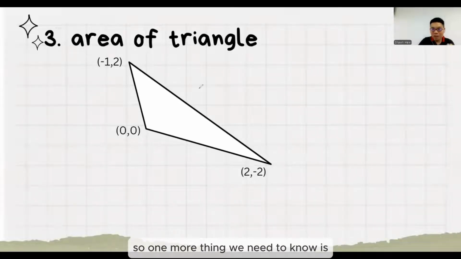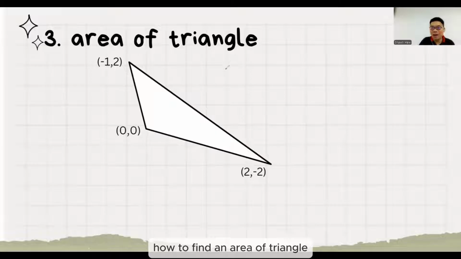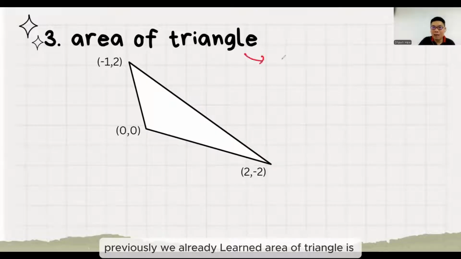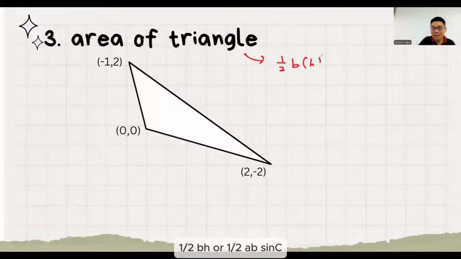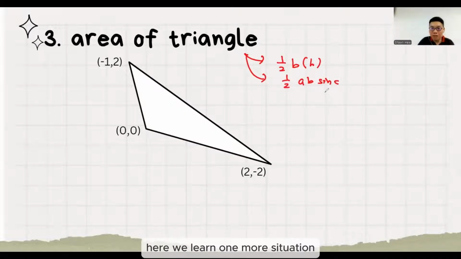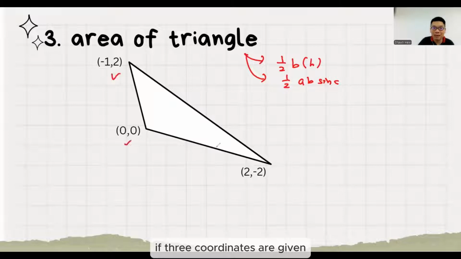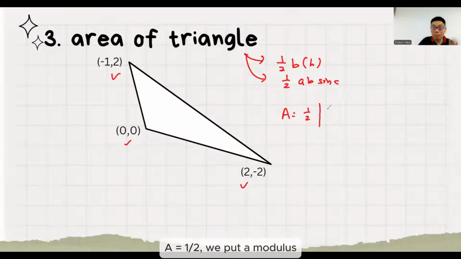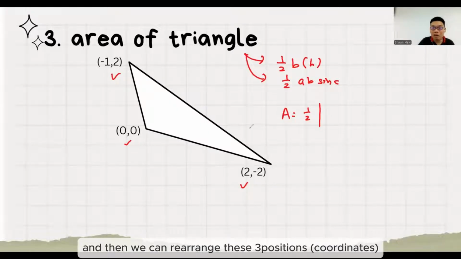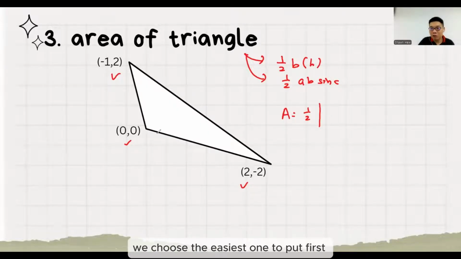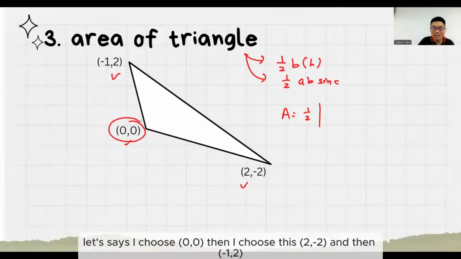So one more thing we need to know is how to find the area of triangle. Previously, we already learned area of triangle is half base times height, or half ab sine C. Here we learn one more situation. If 3 coordinates are given, we can use this. Area equals half, we put a modulus, and then we can rearrange these 3 positions. We choose the easiest one to put first. Let's say I choose 0, 0, and I choose 2, minus 2, and then minus 1, 2.